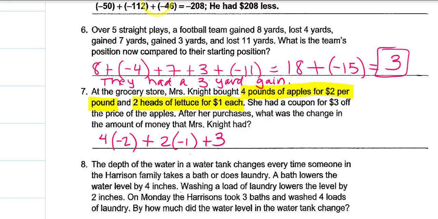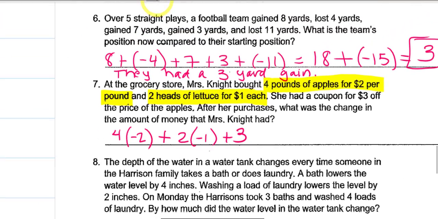So now we can just evaluate it. Make sure you're using the order of operations. So I should be doing multiplication before any addition. So I'm going to multiply. 4 times the negative 2 is going to give me negative 8, plus 2 times the negative 1 is going to give me this negative 2 plus 3. Okay. Now I will add anything that has the like signs. So negative 8 plus a negative 2 is going to give me a negative 10 plus 3 left in the problem.